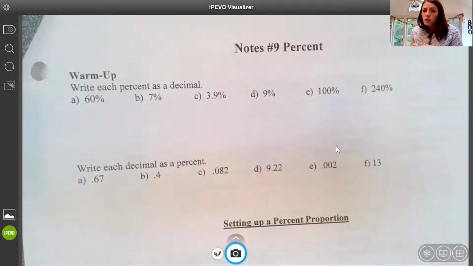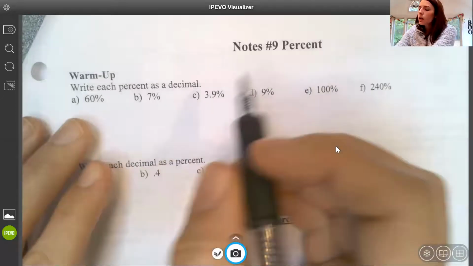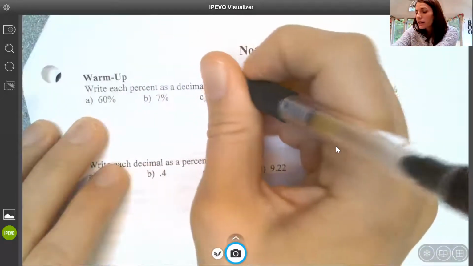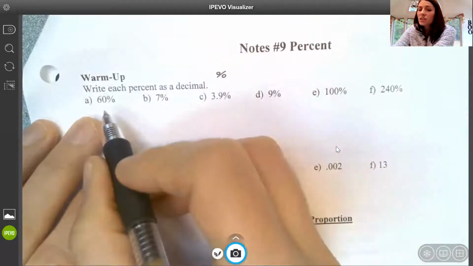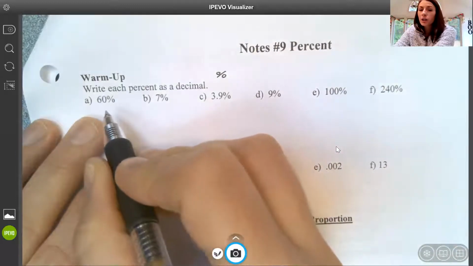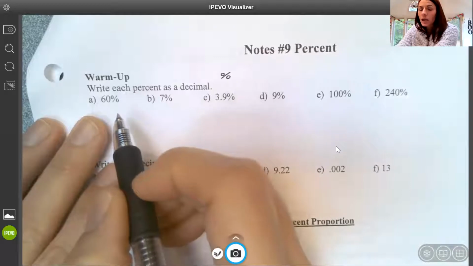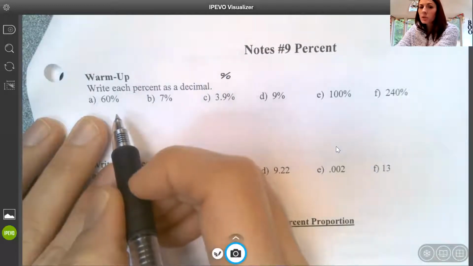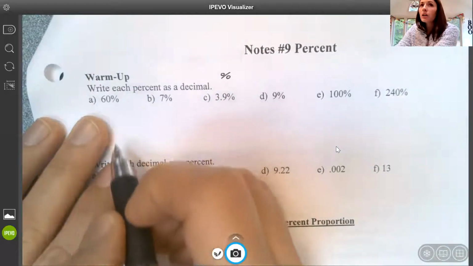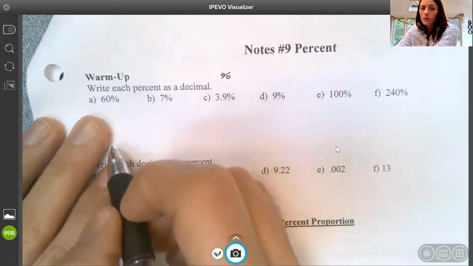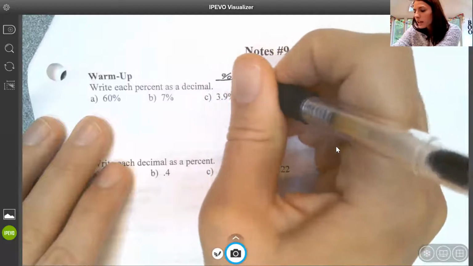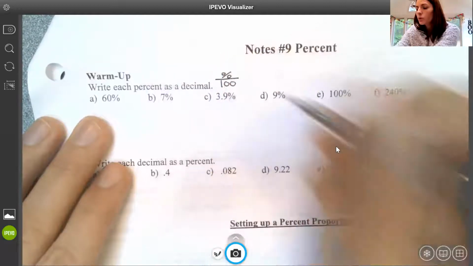So first of all, to write a percent as a decimal, we are taking that percent, and a percent is a number out of 100. So when I say I got 60% of something, that means I have 60 out of 100, or out of the total of 100. So percent is always a number out of 100.